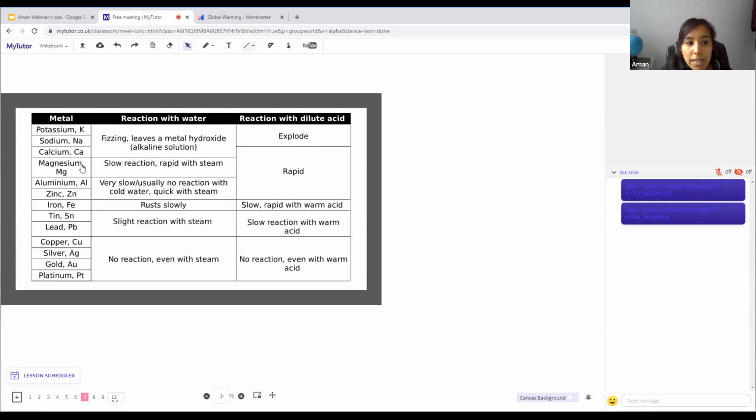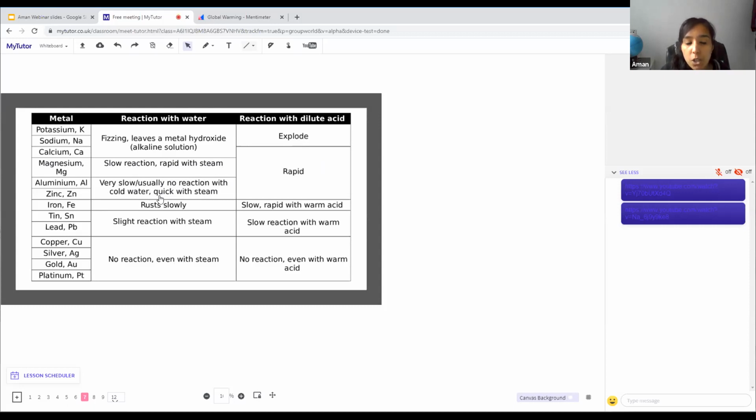If we go down to magnesium, aluminium, and zinc, magnesium tends to have quite a slow reaction with water. It will react, but it will be very, very slow. But if we use hot water or steam, which is essentially hot water as a gas, then the reaction will be very quick. When we react magnesium with acid, it's really rapid. Aluminium and zinc will also have rapid reactions with acid, but aluminium and zinc will almost not really have a reaction with cold water, but they will be quick with steam.